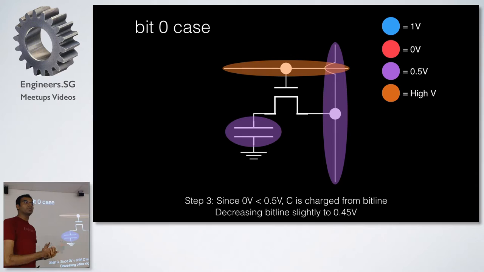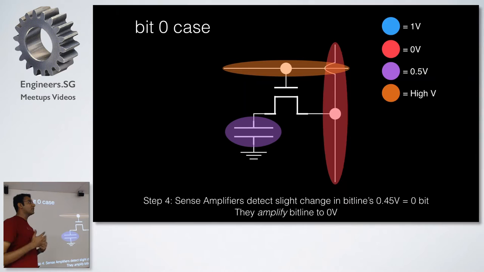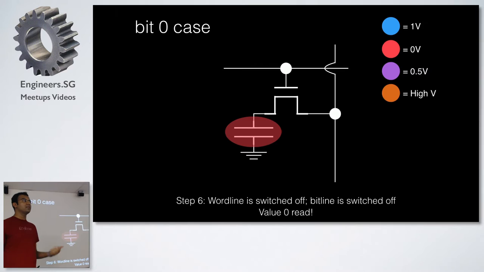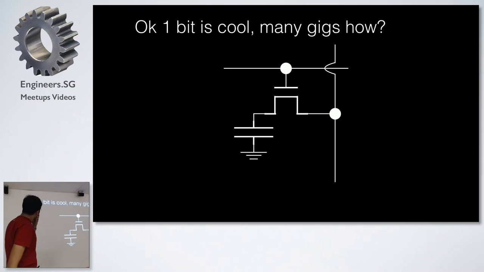The sense amplifier detects that, and the sense amplifier now knows that that cell is holding a bit zero. It amplifies that into nothing, which causes the capacitor to discharge again, basically get refreshed, and it becomes zero again. The capacitor is back to its old state, and we have read the fact that this bit is zero. So that's how we read a single bit. As simple as that. So 1 bit is cool, but how do you do many gigabytes, right? That's when things get a bit more interesting.